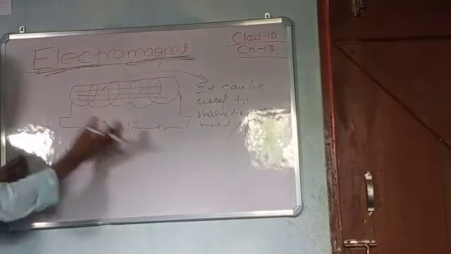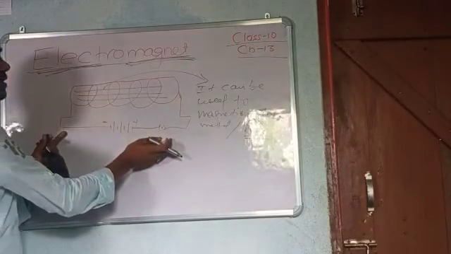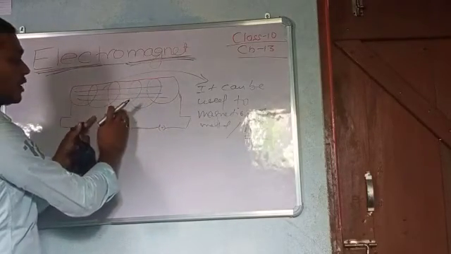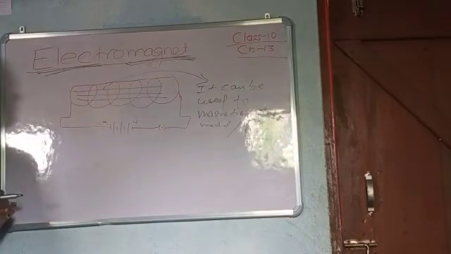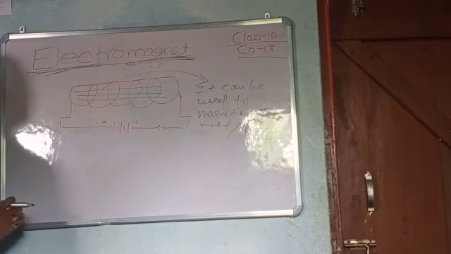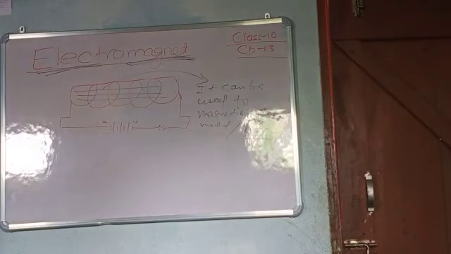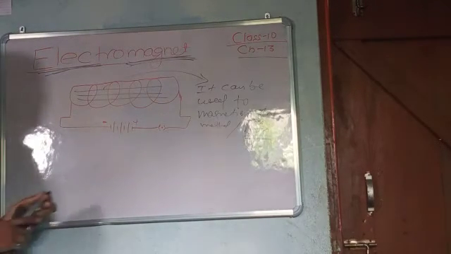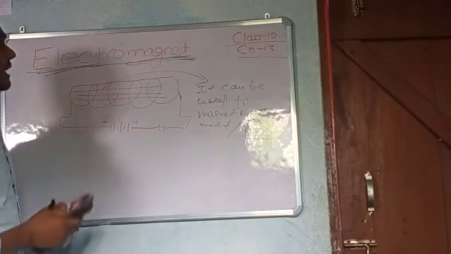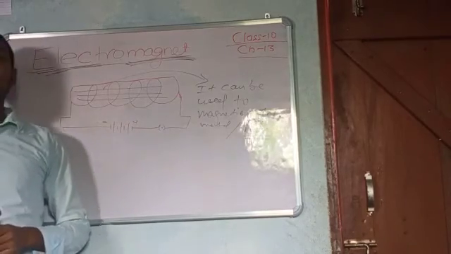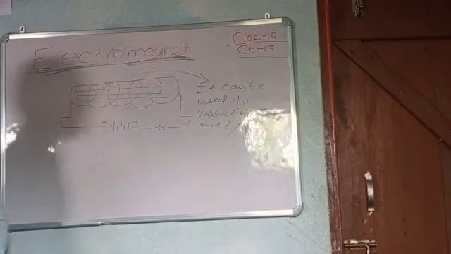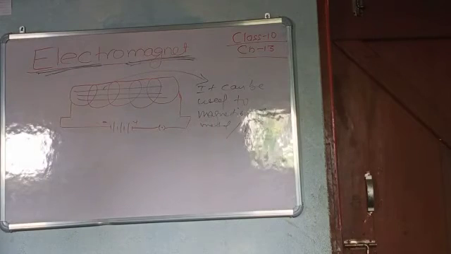So first of all, electricity flows in the solenoid, and then this solenoid behaves like a magnet. That's why this is known as an electromagnet. The magnet so formed is called an electromagnet. It becomes like a magnet because it can be used to magnetize iron-like substances. So this is all about the electromagnet.